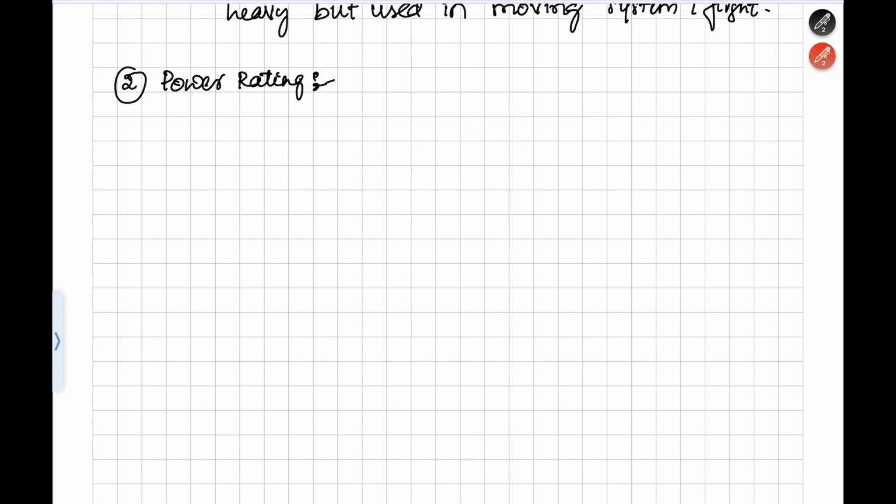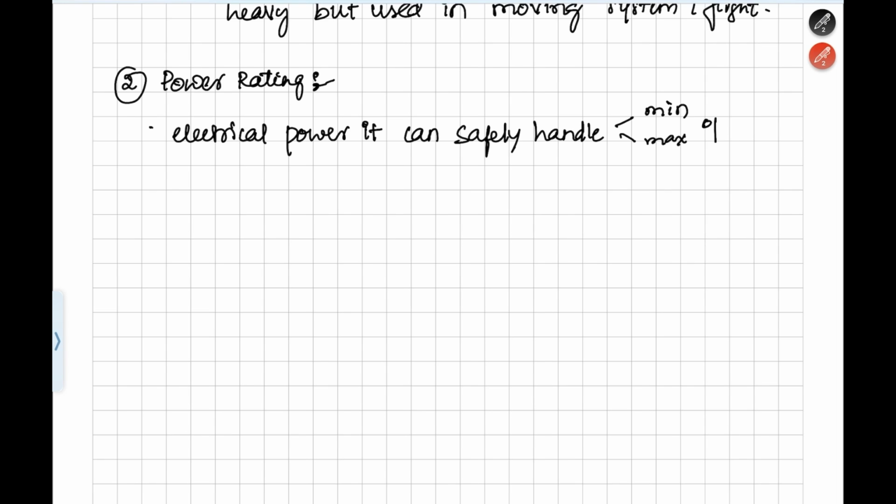So power rating of an actuator indicates the amount of electrical power it can safely handle, both in terms of minimum and maximum operating power. It is mostly expressed as power to weight ratio. An actuator with a high power rating can handle more demanding applications.